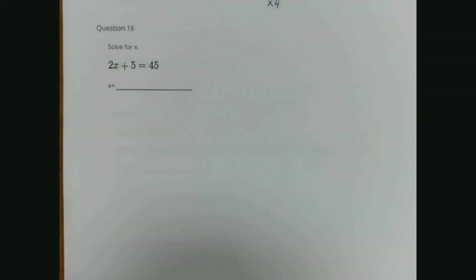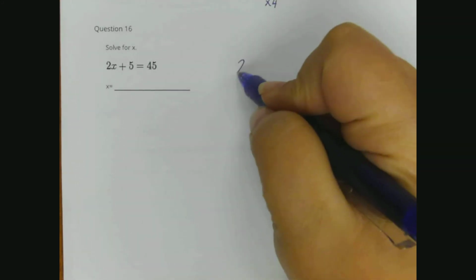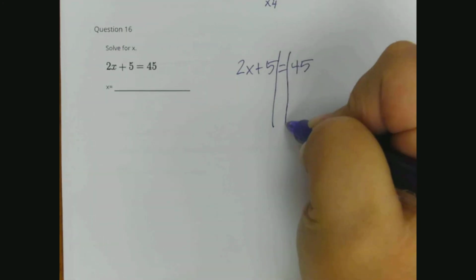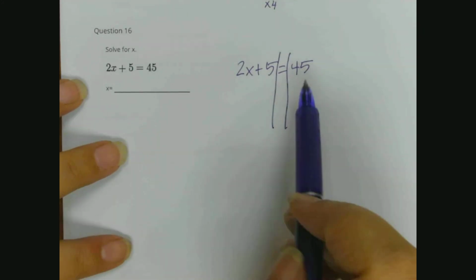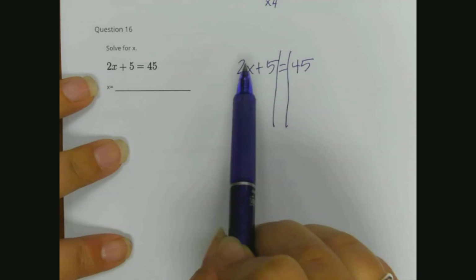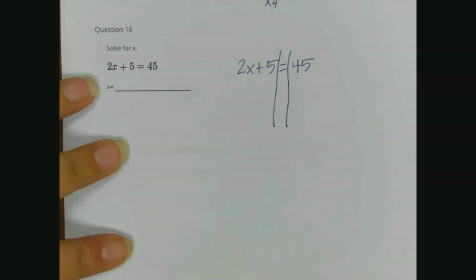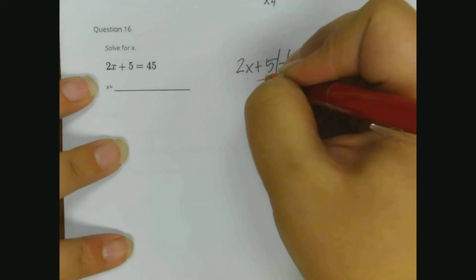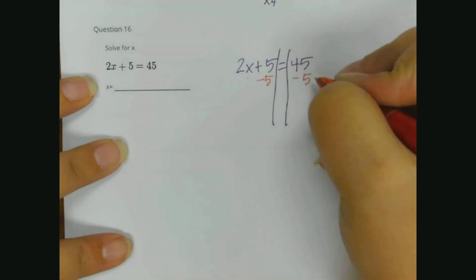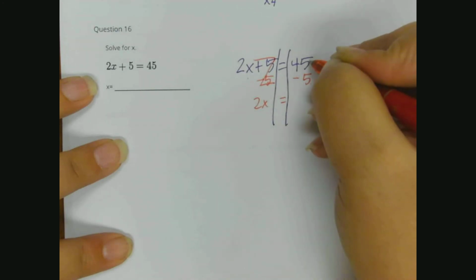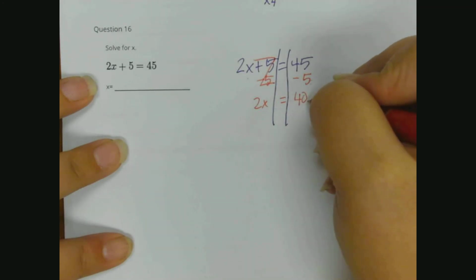All right, question 16. Solve for x. I'm going to rewrite it over here. 2x plus 5 equals 45. This is a railroad tracks problem that has multiple steps. You need to get x alone, and we need to get rid of 2 and 5. Always get rid of what is not attached first. So I have plus 5. The opposite of plus 5 is subtract 5. And whatever I do to one side, I have to do to the other. So this zeroes that out. Now I've got 2x equals 40, because 45 minus 5 is 40.